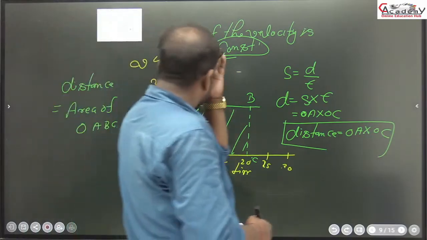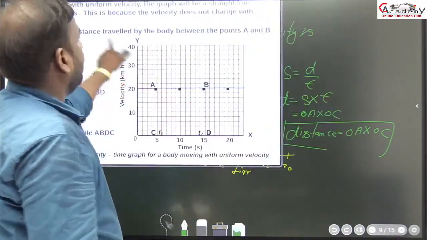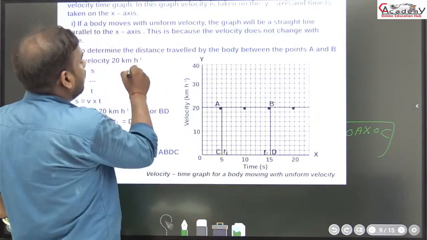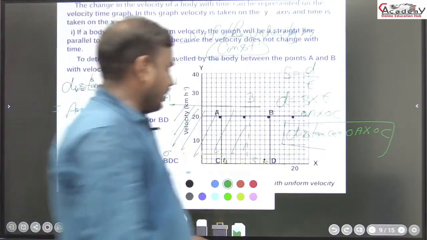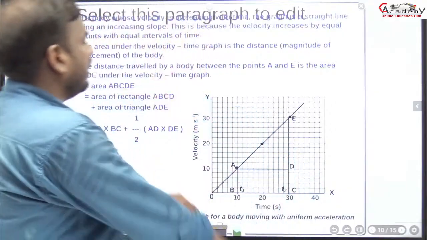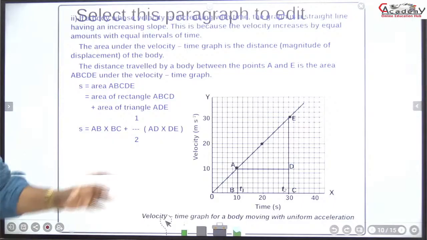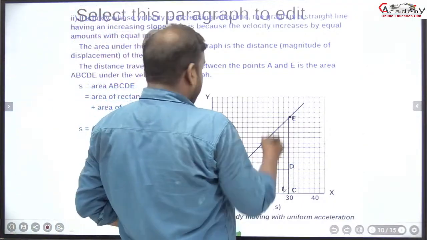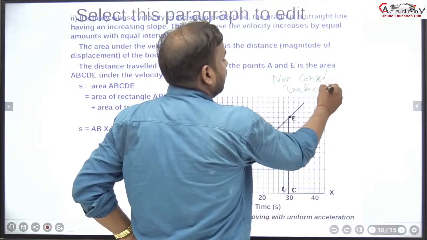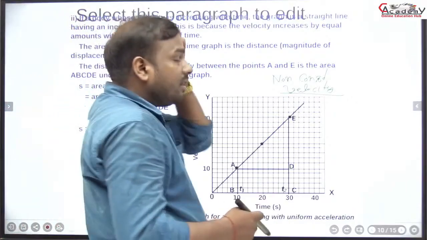Now next, that was the velocity time graph for constant velocity. Next is the velocity time graph for uniform acceleration, where velocity is not constant, non-constant velocity, which means we can write variable velocity.